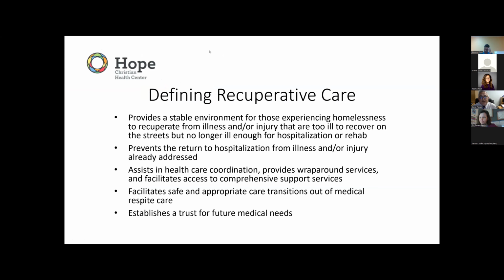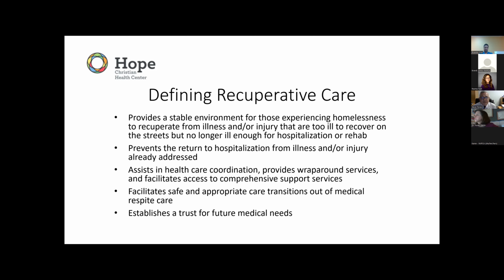So we're looking to reduce the hospitalization, return to hospitalization. We're looking to improve the healing process and the overall health care. We provide coordination, we provide wraparound services, we facilitate access to comprehensive support services. So what that really means is we help them get their IDs, we help them get their insurance.